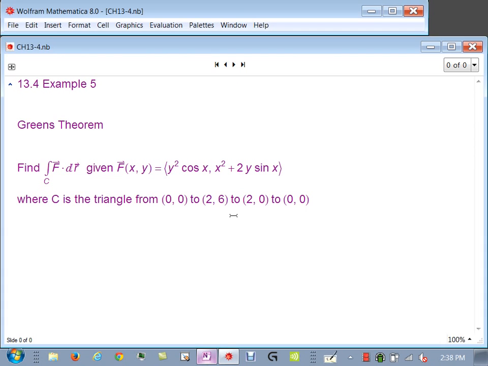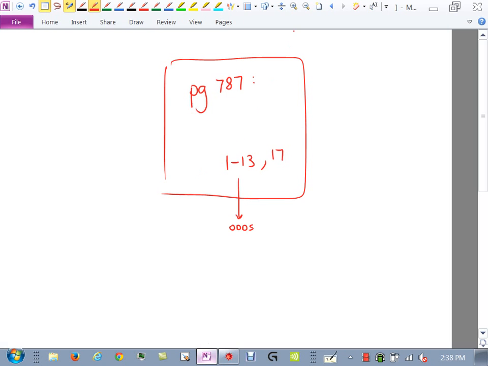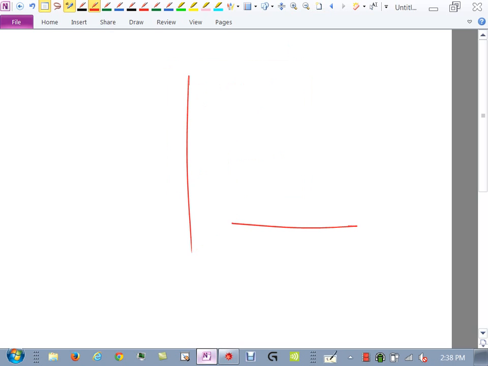But I will say let's look at the triangle, right? I go from 0, 0 to 2, 6, 2, 6 down to 2, 0, back to 0, 0. So it's something like this. 0, 0 to 2, 6, back down to here, and then back over. So it looks like this. I go up, back down, like that, right?